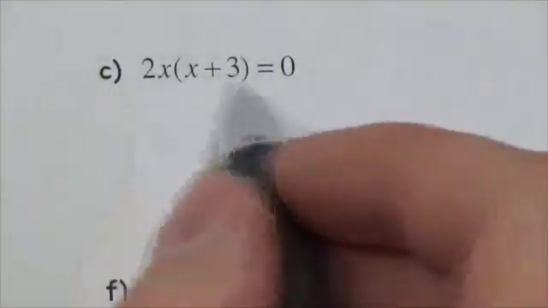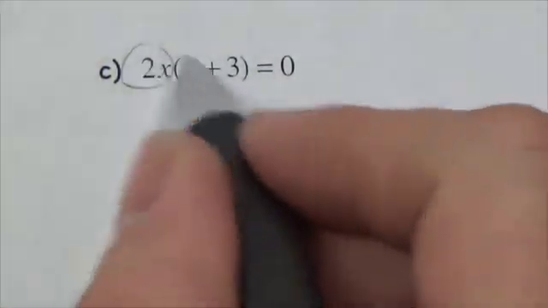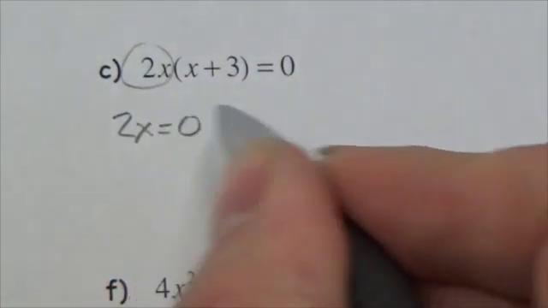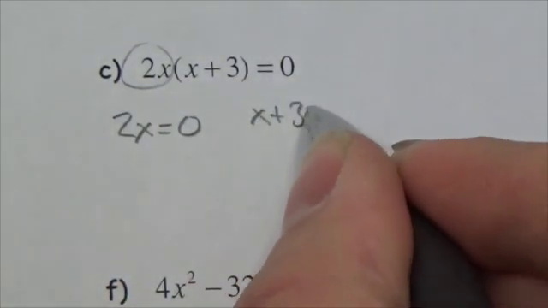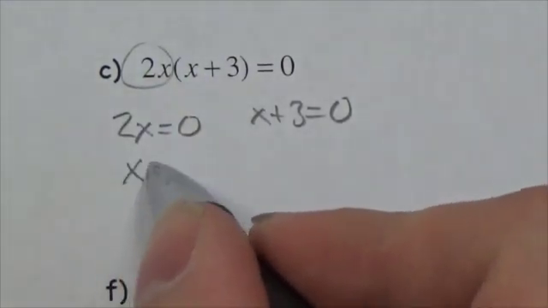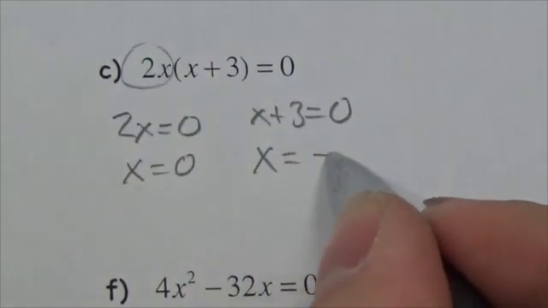This one right here is already in factored form. So I want you to think about it like this. Now, you've got this that we pulled out. This is probably a common factor to both of those. So either 2x is equal to 0, or x plus 3 is equal to 0. That's the only way we're going to get 0 as a product. So divide by 2, and we're simply going to get x is equal to 0. Move the 3 over, and we're going to get x is equal to negative 3.